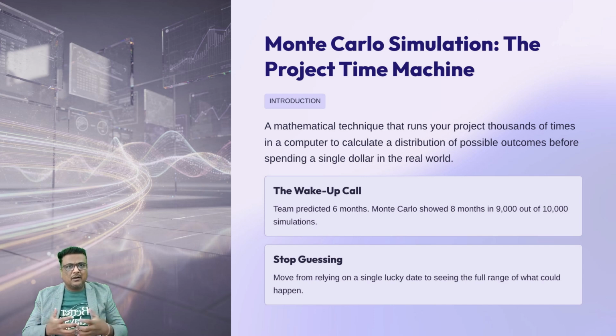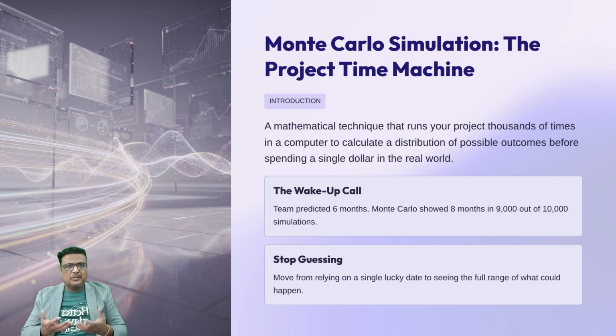It allows us to play out our project thousands of times in a computer before we ever spend a single dollar in the real world. I remember a project where the team was 100% sure we would finish in 6 months. But when we ran the Monte Carlo, the computer showed that in 9,000 out of 10,000 virtual lives, we actually finished in 8 months. It was a huge wake-up call.